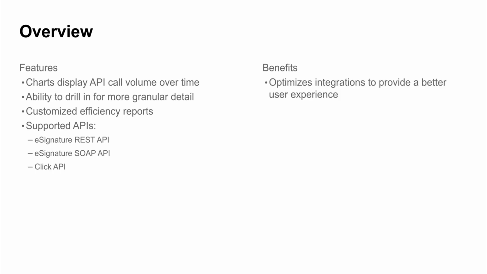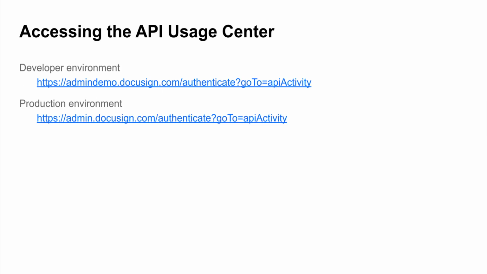By monitoring the API Usage Center and following its recommended best practices, you can optimize your DocuSign API integrations. This provides a better experience for your users. You can also position your applications to scale as volume increases. If you have a DocuSign developer account, you can access the API Usage Center in the developer or production environment by visiting the appropriate URL shown here.